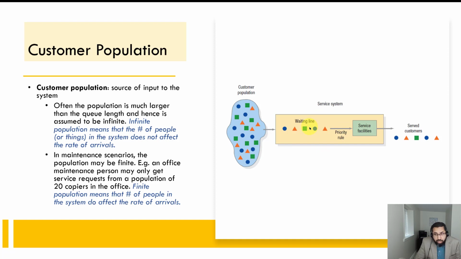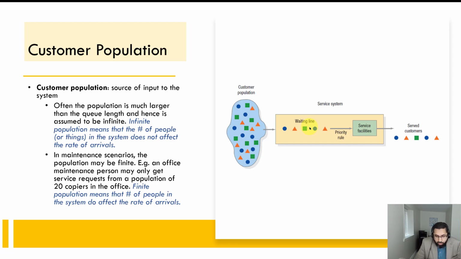Now, there are some rare scenarios where you do want to use finite population models. Usually we see them in maintenance scenarios. Let's say you're a worker who maintains photocopiers or printers in an office building. Okay, so you're an IT repair person, something like that. And in that office building, there are, let's say, 10 printers. So the population of printers that can potentially visit your repair center in this office building is 10, right?